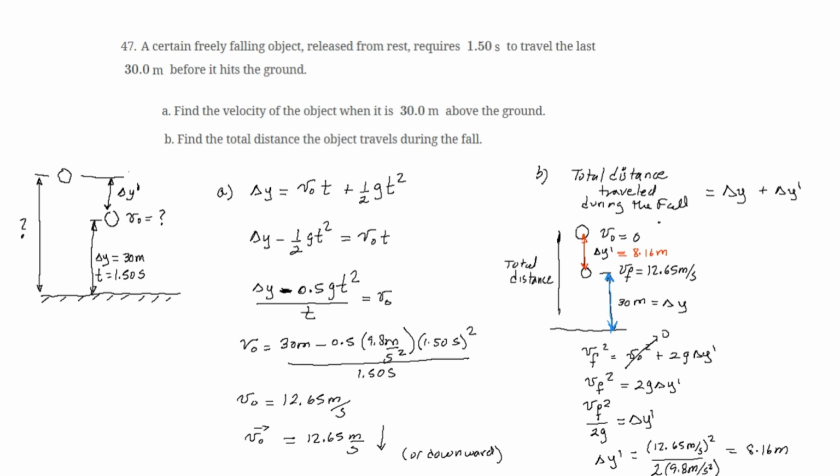I know now that the total distance is my delta y of 30 meters plus my delta y prime of 8.60 meters. So this would be 38.60 meters, which is approximately 38.6 meters. I am writing my number with three significant figures, just to be clear. Also, this here should be 12.7 meters per second, with three significant figures also.